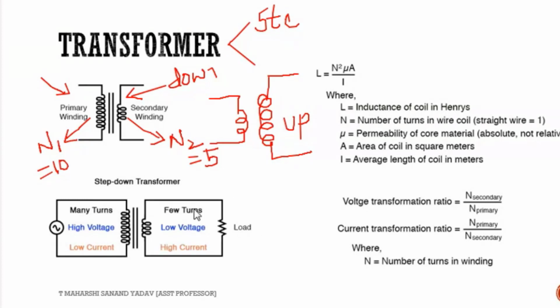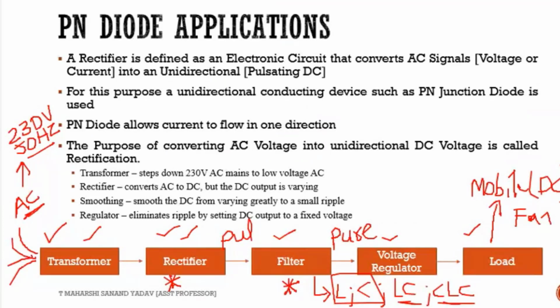So now you tell me, suppose you are receiving 230 volt and 50 hertz, and I want to convert it into DC, do I need to use step up or step down? Step down. Good, simple, because I'm trying to decrease the voltage, right?